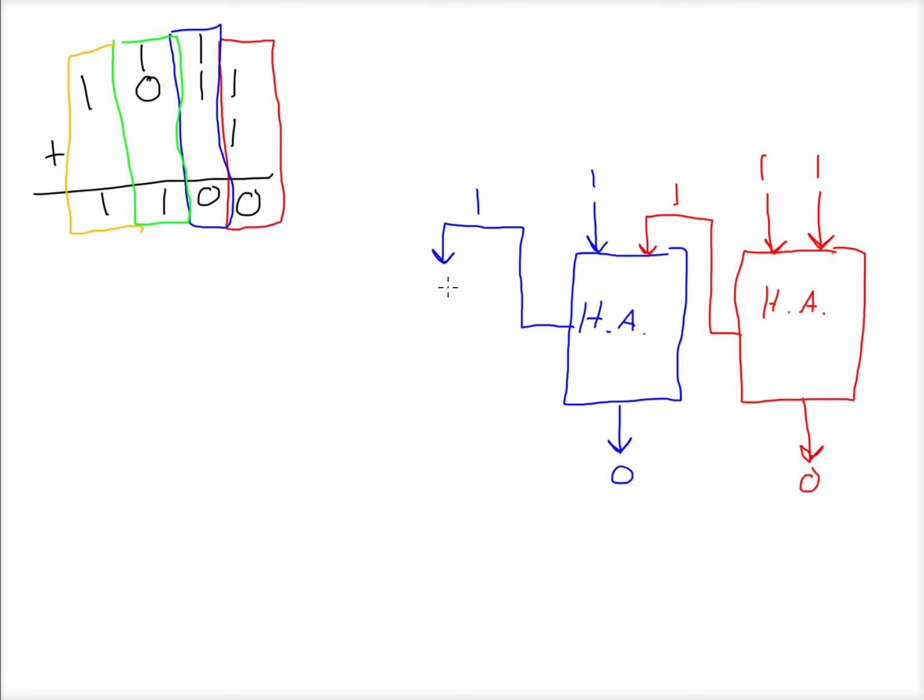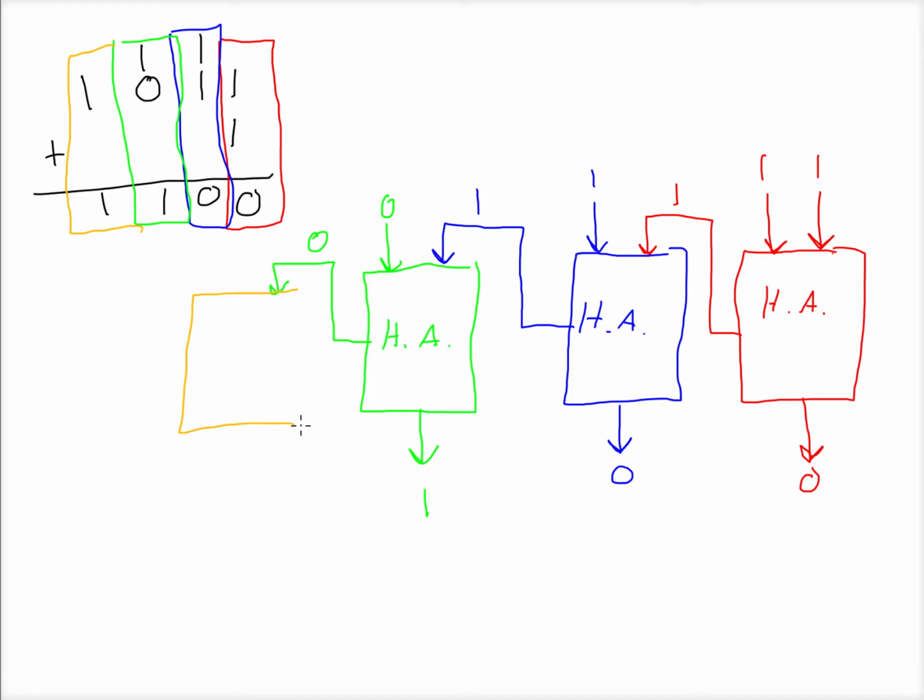Alright, so now let's do green. So this is another half adder, and it's going to take an input of 1 and 0, and we know that 1 plus 0 is 1, and we carry a 0. Alright, last half adder, we have an input of 1 and 0, and we have an output of 1 and a carry of 0.